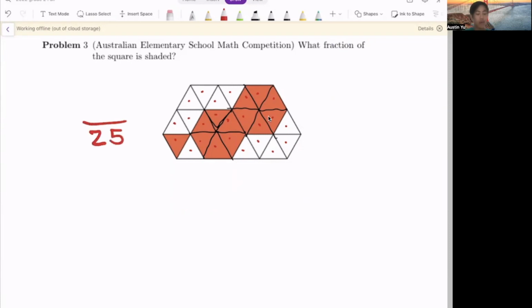And then out of these 25 triangles, we see here that each hexagon is made out of 6 triangles. So 6 plus another 6, since there are 2 hexagons, equals 12, plus the remaining small triangle equals 13. So the answer is 13/25.